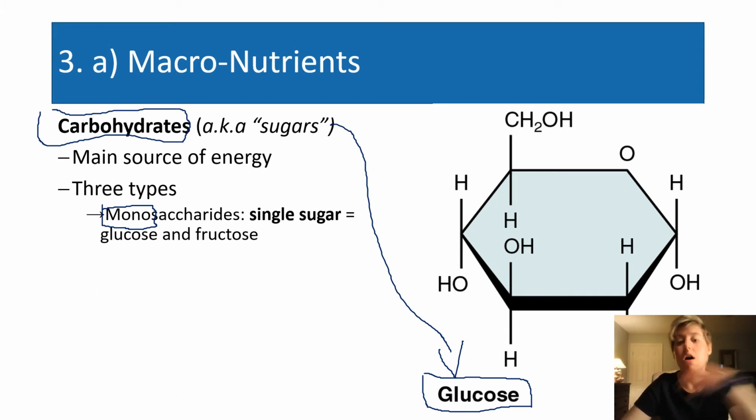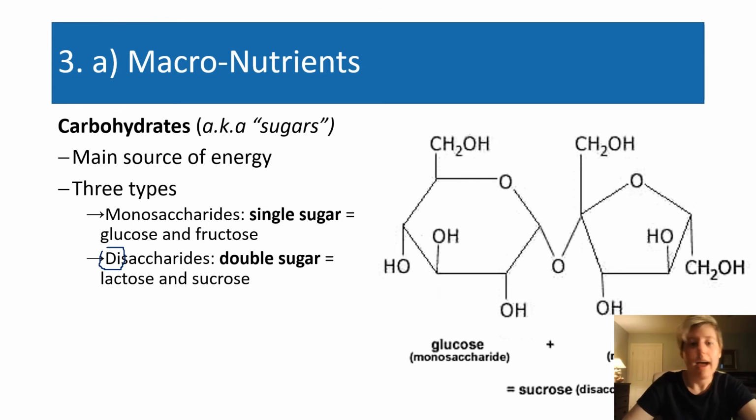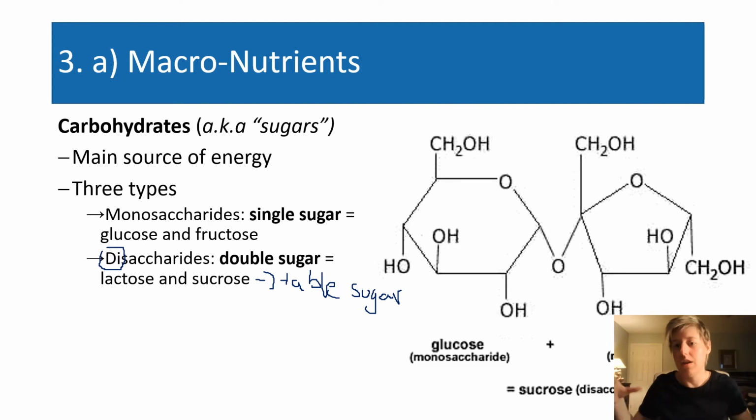bloodstream. Now, our second type of carbohydrate is something called a disaccharide. Now, the prefix di means 2. So a disaccharide is a double sugar molecule, which is lactose and sucrose. Those are examples of carbohydrates. So sucrose is actually more commonly known as table sugar. So whenever you are sweetening coffee or sweetening tea or adding any type of sweetener, the sugar that you have is going to be sucrose.